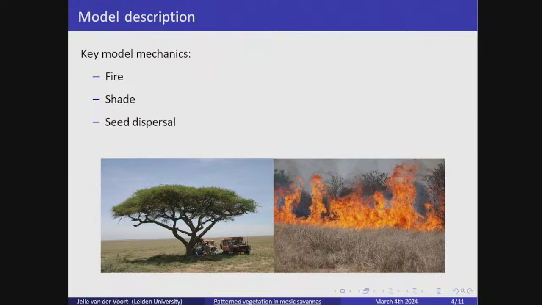So what are the key model mechanics? We model fire explicitly by modeling fire traps, where younger savanna trees experience an aging delay due to the frequent fires that occur in mesic savannas. We also model shade, so larger vegetation has a negative effect on smaller vegetation, and the spatial effects come into play via seed dispersal.